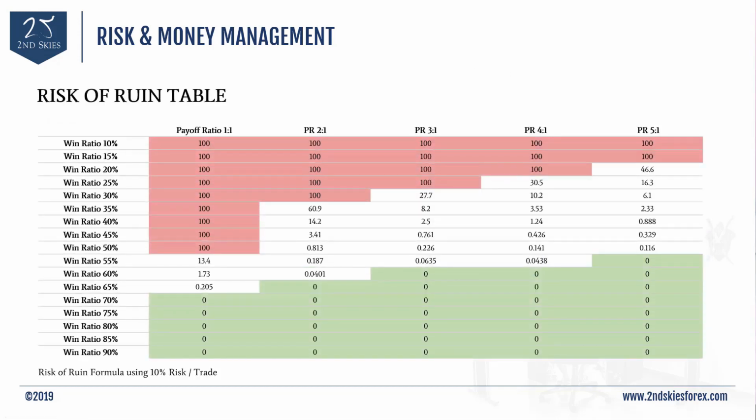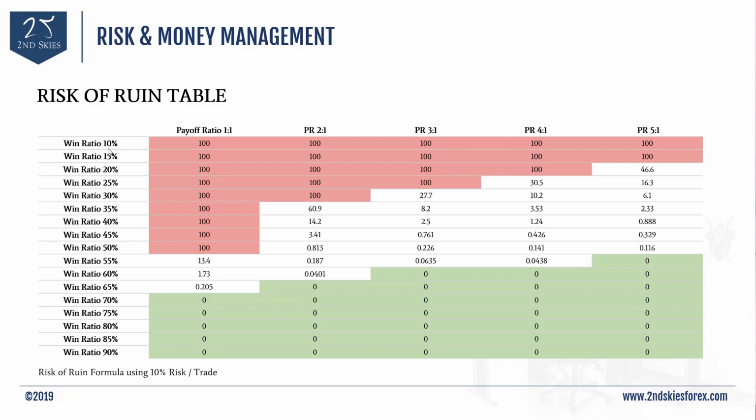Okay, so risk of ruin table. This is a table that I would suggest taking a screenshot of because it has a lot of information in it. The best way to understand this, there's a couple of variables in here, but remember what I talked about in terms of risk of ruin, which is: what is the percent chance that you are going to blow up your account? So let's break this table down.